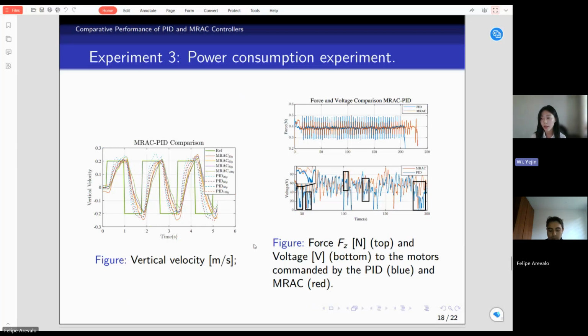In the voltage plot, the PID has much more fluctuations than the MRAC controller, and theoretically, the voltage fluctuations cause more energy consumption and/or device malfunction. So we can conclude that the PID controller has higher power consumption than the MRAC controller in the same experiment, and this caused earlier failure than the MRAC controller. And in the next slide.